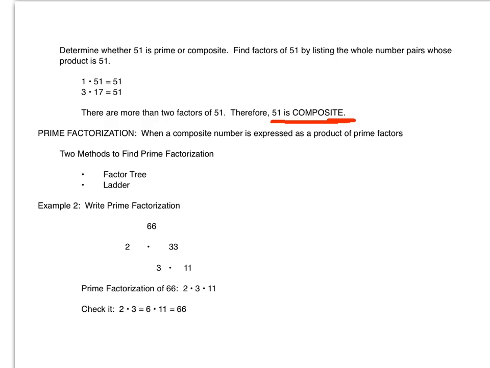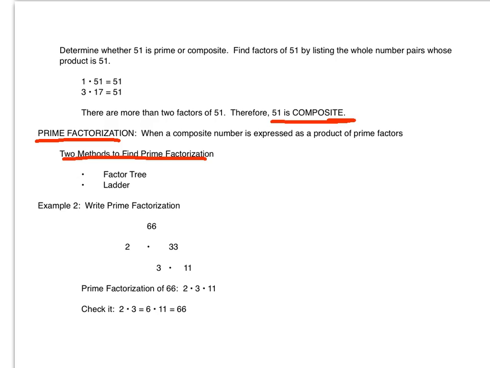Prime factorization. That's when we have a composite number and we express it as a product of prime factors. We have two methods to find prime factorization. One method is the factor tree, and that's a method that you've probably already done in the 6th and 7th grade. And then we have a new method, which you may or may not have done, called the ladder method.